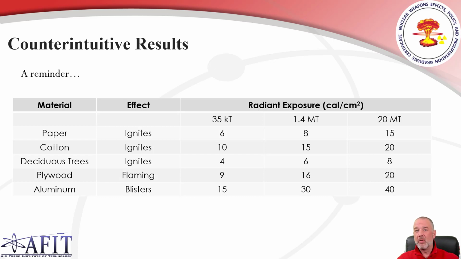But now if we look up towards 1.4 megatons, so almost 2 orders of magnitude higher, we find that it needs more radiant energy than it did for the 35 kiloton. And then if we go all the way up to 20 megatons, we see that it's more than double the amount that we needed with the smaller detonation. So what is going on here? How is that even possible? You would think bigger detonation, more radiant energy is being produced, so you're going to need less of it because it's higher energy than you would need for a smaller detonation. Well, here's why it's a little counterintuitive.